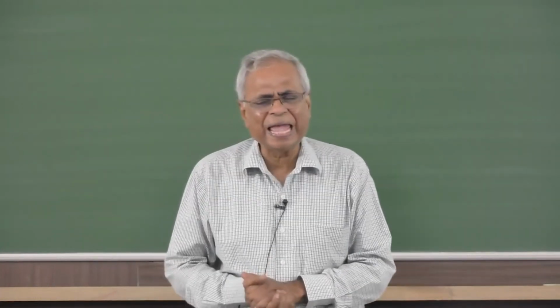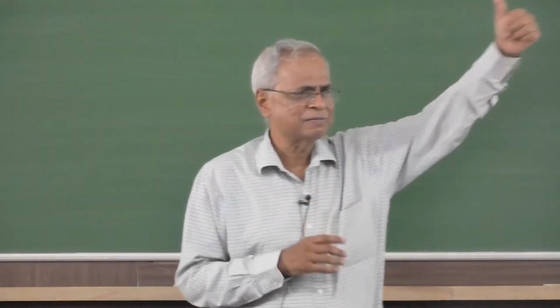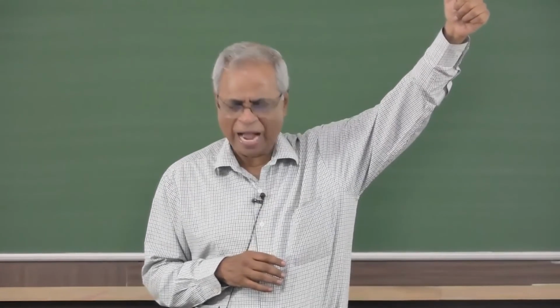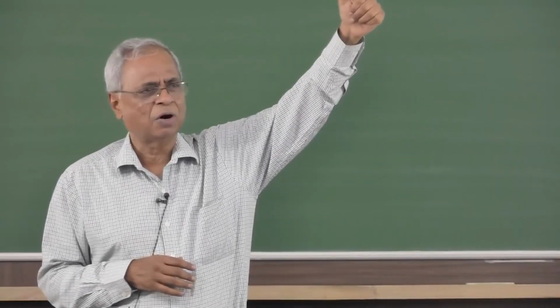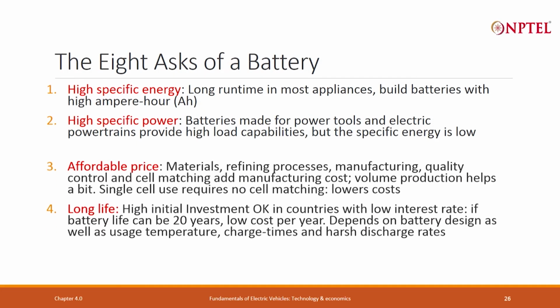So, what are the 8 asks of a battery? First, as I talked to you, high specific energy or gravimetric energy density. Number 2, high specific power. Can I run at 2C, 2.5C, 3C at times, discharge at least, even charge at times. So, specific power, specific energy. Affordable price, very important, very important.